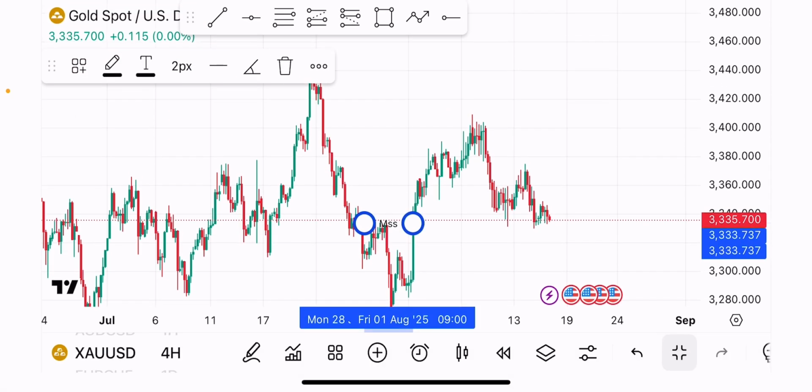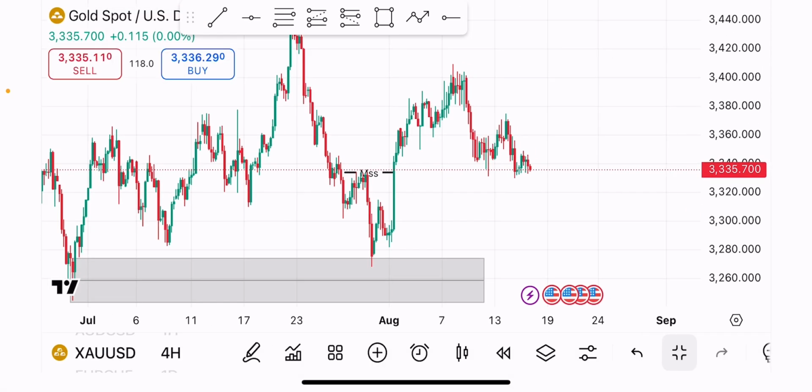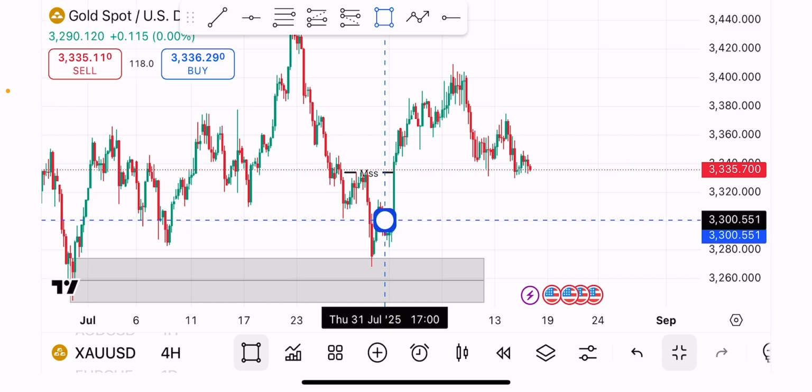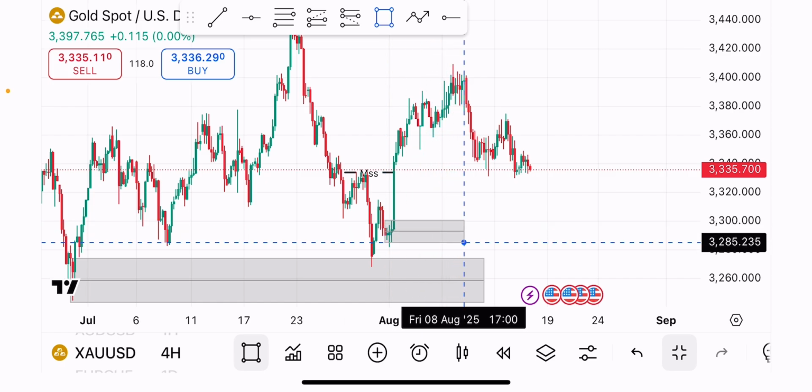So let's do it like this. We have our MSS, just make it short. Market structure shifts from this axis. So now let's mark out our order block, our point of interest that leads to the break of structure of this particular lower high. So that's when we have our order block around this axis.